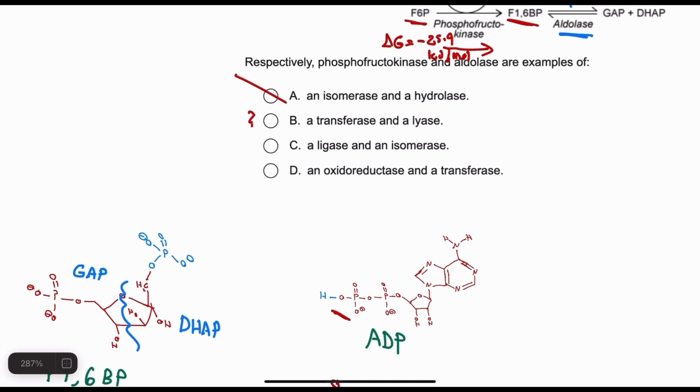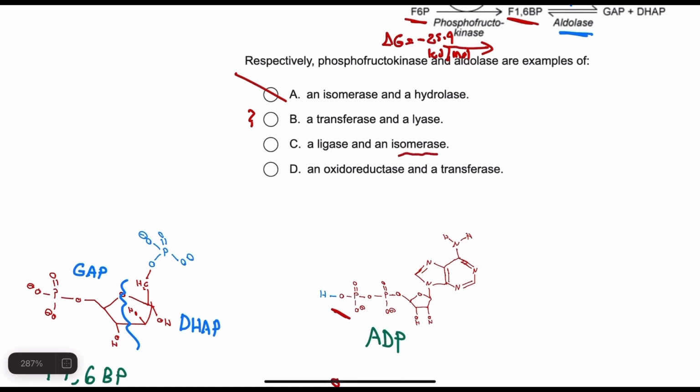C, a ligase and an isomerase. We didn't ligate anything in this compound. And also, in the second half, it says an isomerase, and we have already determined that it's not an isomerase for either of them. So you can cross that one out, even if you didn't know what a ligase is.